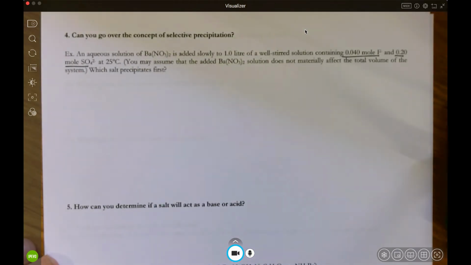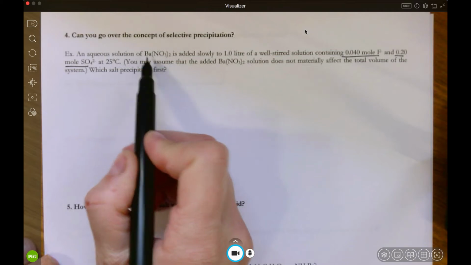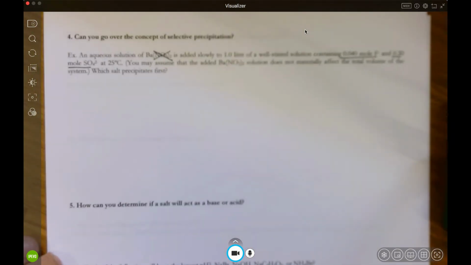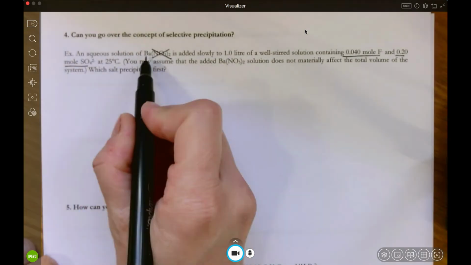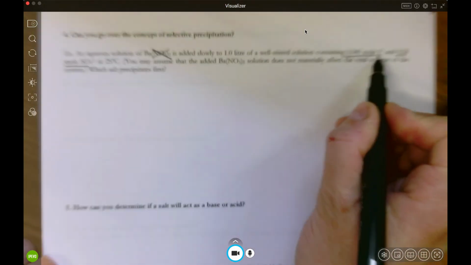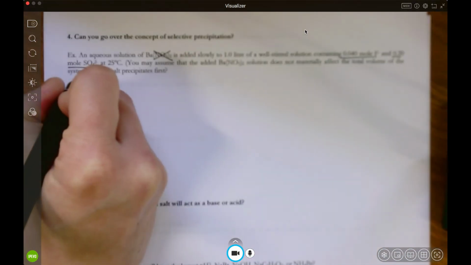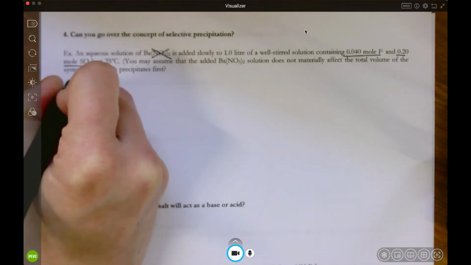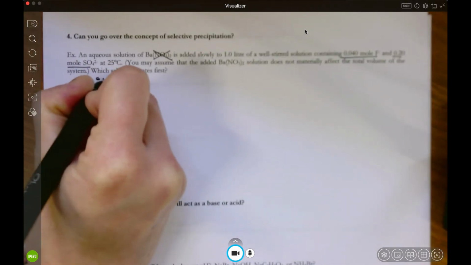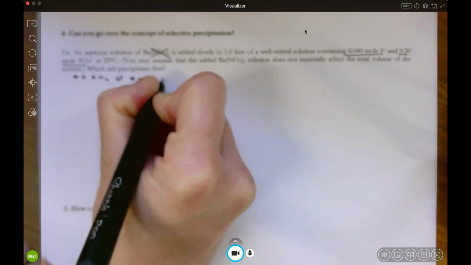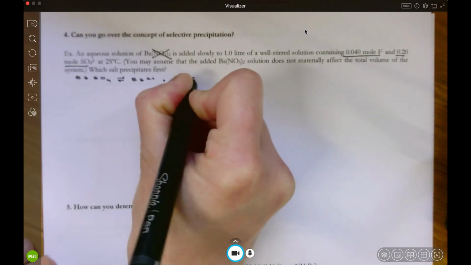Okay? Well, the issue is you first have to write out your dissolution reaction. So if I'm adding barium nitrate, obviously nitrate's not going to have anything to do with it because it is always soluble. So in this case, barium would form an ionic compound with fluoride, or barium could form an ionic compound with sulfate. So I'm going to show both of those dissociation reactions. I'm first going to show barium sulfate. And then I'm going to show barium fluoride.